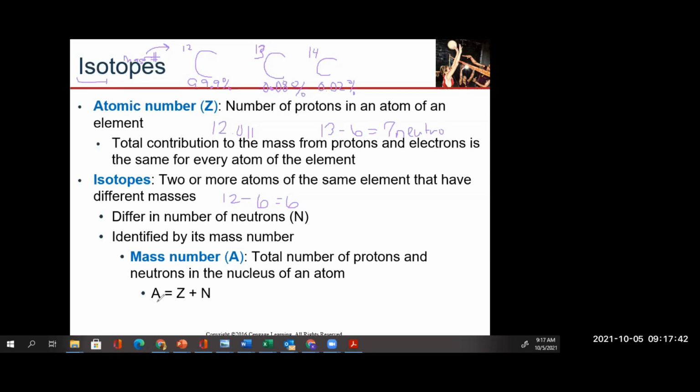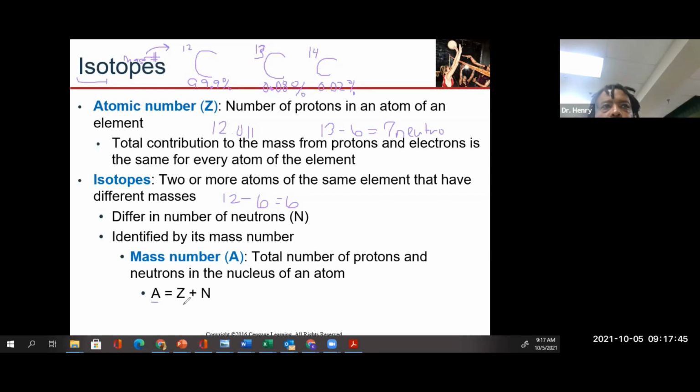So here's the equation for the mass number. A represents the mass number, Z represents the number of protons or the atomic number, and N represents the number of neutrons. So we use this equation to calculate the number of neutrons. When we're talking about isotopes, the protons are going to be exactly the same. The only thing that's different between carbon 12, carbon 13 and carbon 14 is the number of neutrons. Carbon 14 has how many neutrons? That's right, 8. So we have 14 minus 6, which is going to equal 8 neutrons.